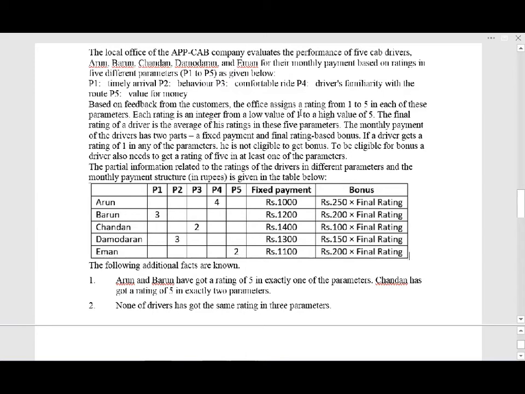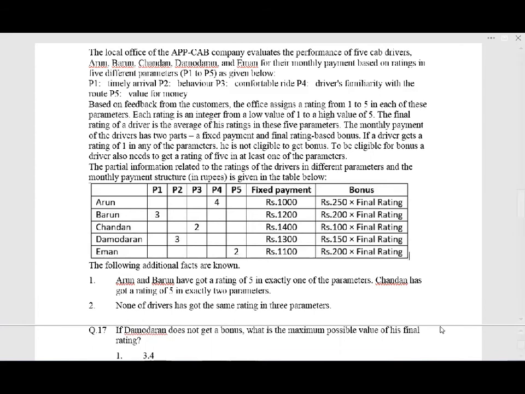Remember, anyone getting a 1 does not get a bonus, and to get a bonus, a minimum of 1.5 is required. Arun and Varun got a rating of 5 in exactly 1 parameter. Chandan has got a rating of exactly 5 in exactly 2 parameters. No driver has got the same rating in 3 parameters. Okay. Let us look at the first problem.